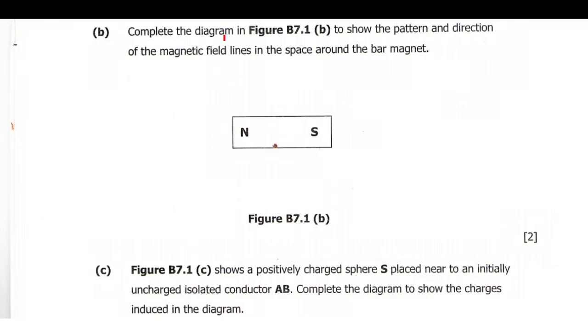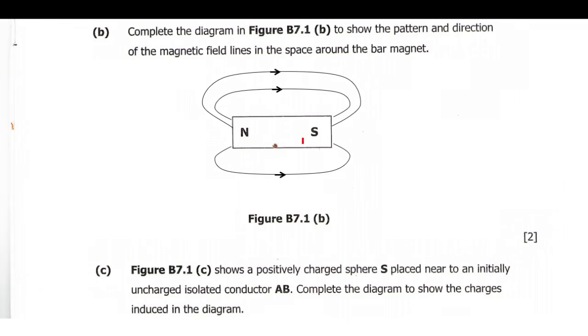Complete the diagram in figure B7.1b to show the pattern and direction of the magnetic field lines in the space around the bar magnet. Okay, so this is the bar magnet with N which is north and S which is south. So we need to draw the magnetic field lines here. The magnetic field lines run from north to south. So they'll be like north to south here, north to south, and also here north to south, with the arrow there. That's how you are supposed to draw.